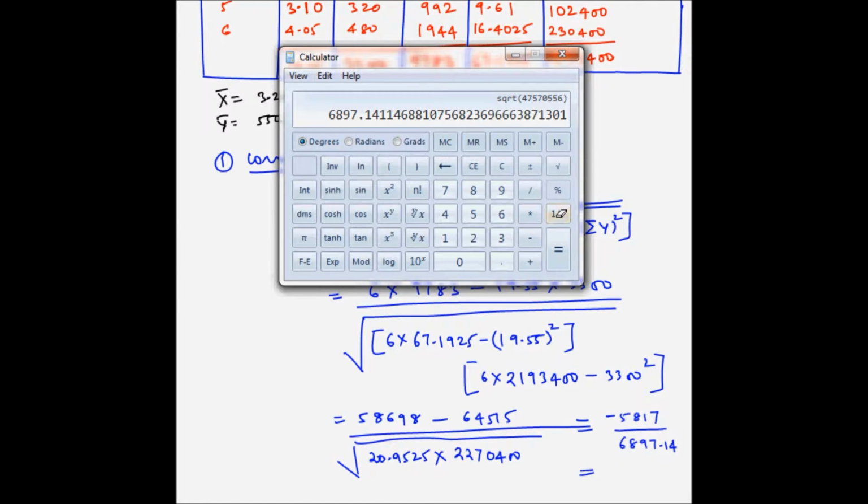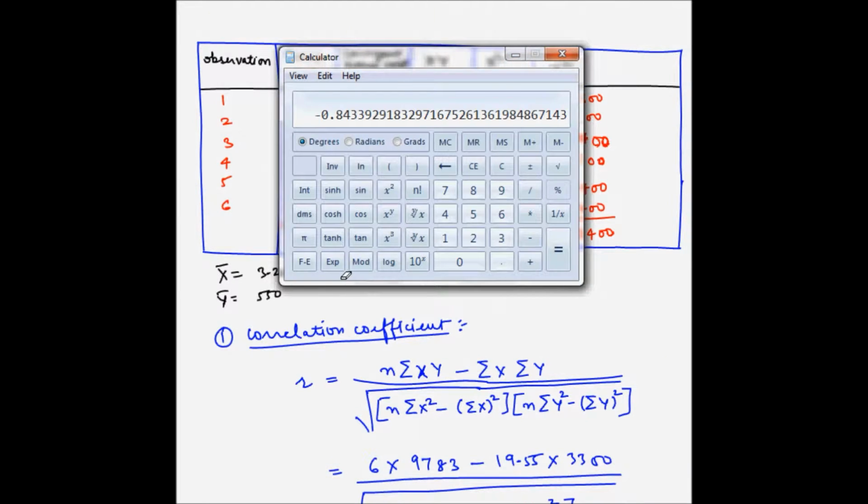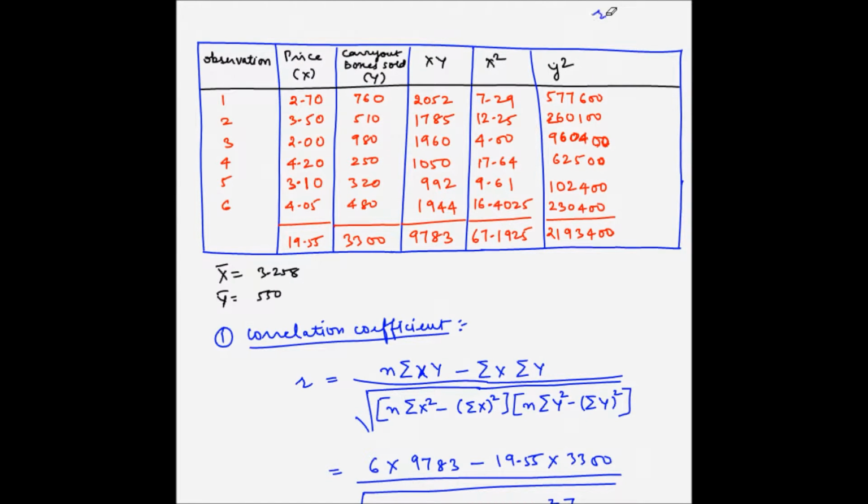so we'll make this as 1 by x and multiply by negative 5817, which is minus 0.843. So we'll take this as minus 0.84. So this is the value of R. So let me note down somewhere here. So R is equal to minus 0.84.